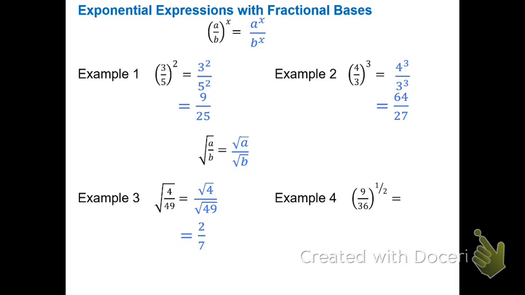Now if you see it written like number 4 here, keep in mind the fractional exponent is nothing more than a square root, in this case because the denominator of the fractional exponent is 2. So if it's a 1/2 power, that's the same as taking a square root. So the square root of 9/36 can be broken up as the square root of 9 over the square root of 36. The square root of 9 is 3, the square root of 36 is 6, this becomes 3/6. Now this time I can actually simplify it because 3/6 is going to become 1/2.